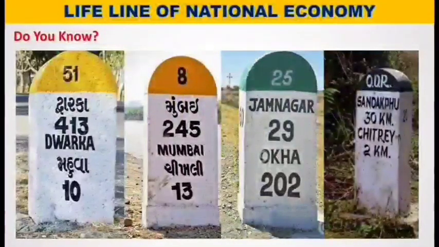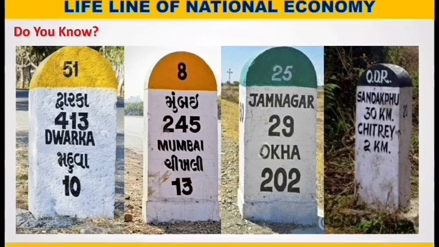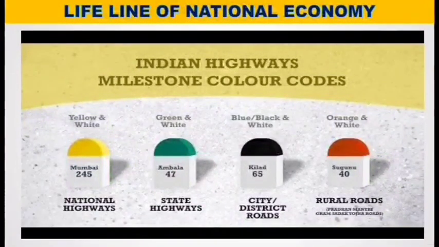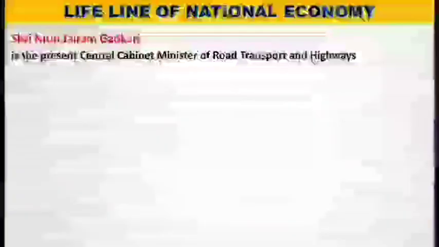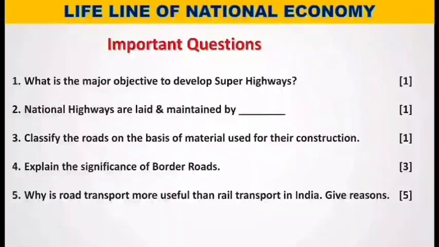Have you ever noticed that there are different color strips on milestones while traveling on the side of the road or on the highway? What do these milestones reflect? Why do they have different color strips? These color codes denote yellow and white for national highway, green and white for state highway, blue and black for city and district road, orange and white for rural road like Pradhan Mantri Gram Sadak Yojana. Some general knowledge: Shri Nitin Jairam Gadkari is the present Central Cabinet Minister of Roads, Transport and Highways.